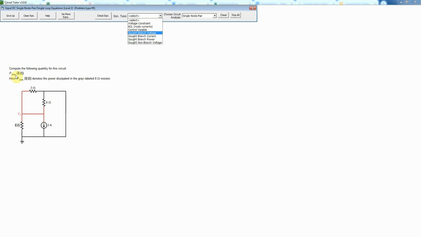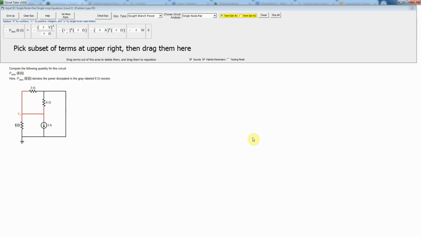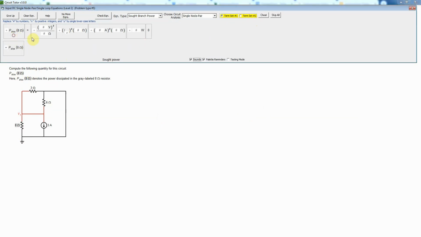And now I need a power dissipated in the 8 ohm source. So that's a sought branch power. So I will select that type of term. Again, it's reminding me about the 2 different palettes of terms for power, so I want to keep that in mind. I may need things on the second palette, okay, which is why that's flashing at me.